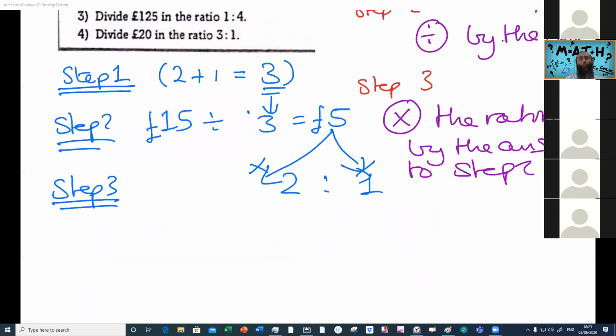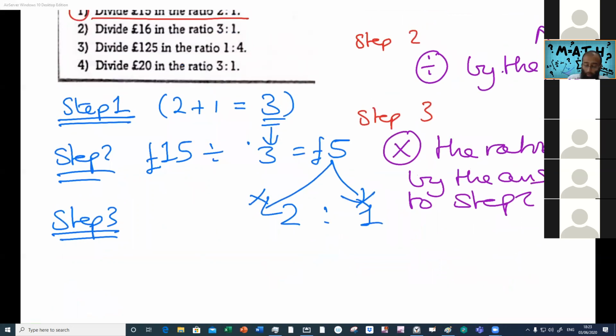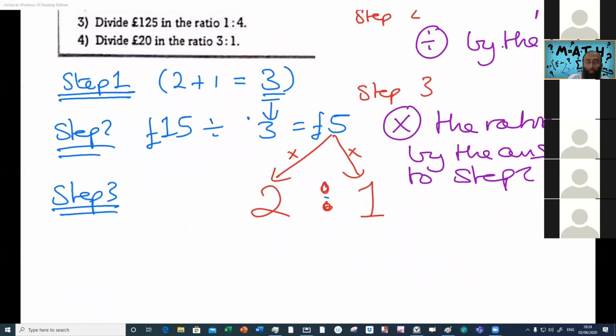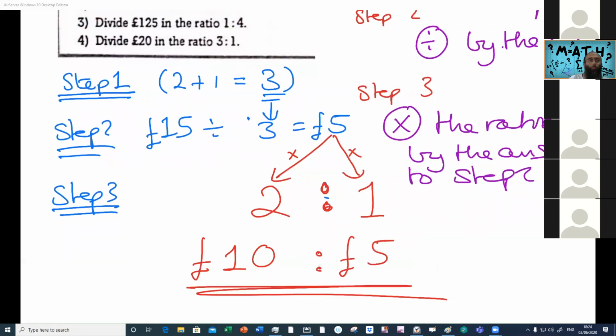Okay, now remember 15 divided by 3 is £5. Let me just make it a little bit neater. Okay, that's better. Remember, we have to multiply by the ratio now. What was the ratio? The ratio was 2 over 1. So you have to do 5 times 2, which is 10, and 5 times 1, which is 5. Done. Beautiful.